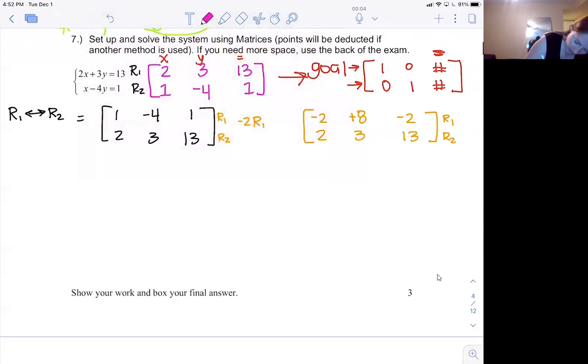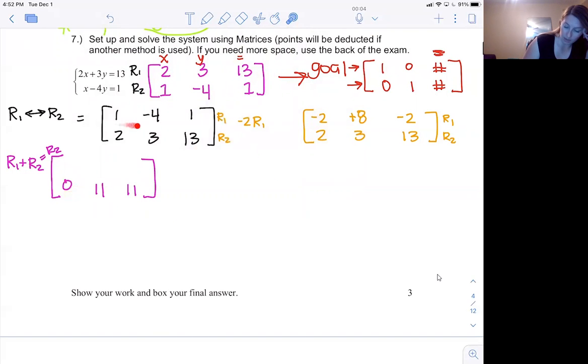Now, this is my new row 1, this is my new row 2. If I add row 1 plus row 2, I'm going to get my new row 2. So I have -2 plus 2, which is 0. Then I have 8 plus 3, which is 11. And then I have -2 plus 13, which is 11. And now I have a 0 here, which is what I want.